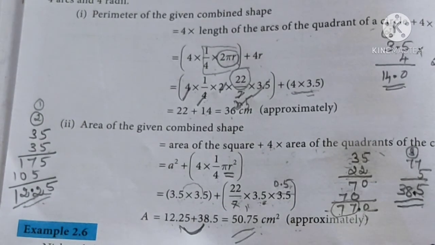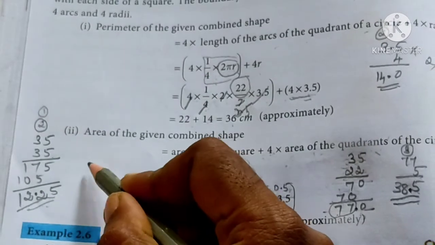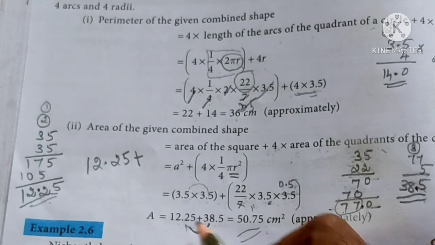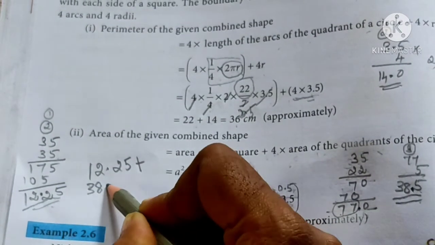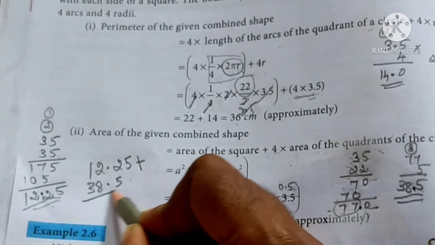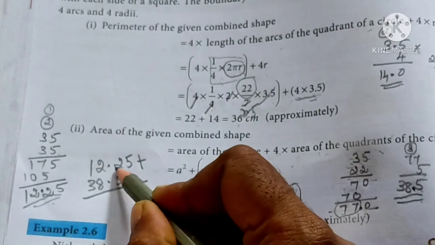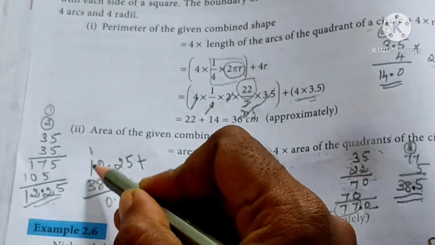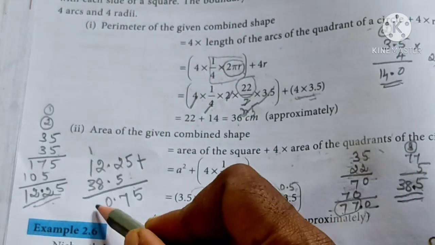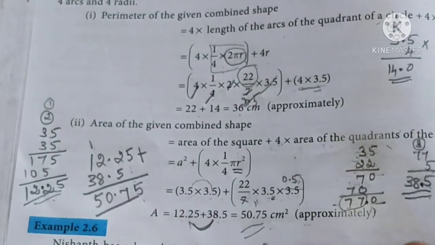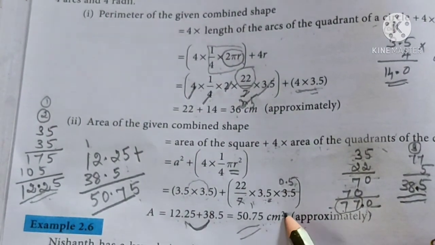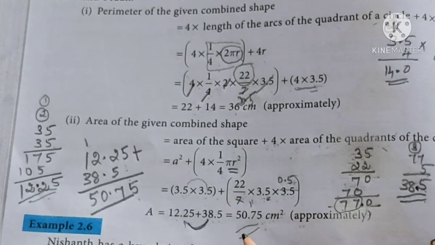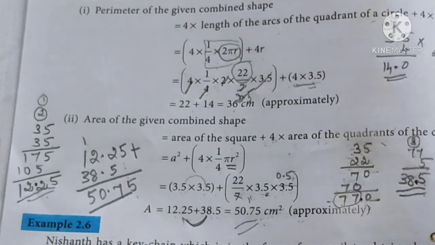50.75 centimeter square. Do you know the addition? Listen. 12.25 plus 38.5. Here 38.5 does not have a number in that place, so 5. 2 plus 5 is 7. Here 8 plus 2 is 10, 1 carry. So 3 plus 1 is 4. 4 plus 1 is 5. So the answer is 50.75 centimeter square. Don't read it as 75; after the decimal point we read 75. So 50.75 centimeter square is the answer.